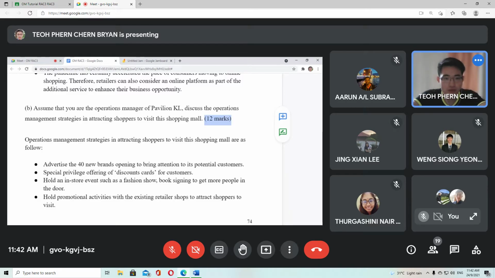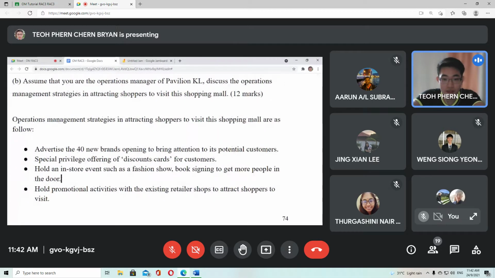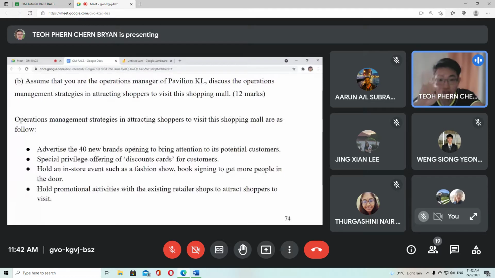strategies we can use to help attract shoppers to Pavilion. So let's try to get 12 marks. Take this one: hold an in-store event such as fashion shows, book signings to get more people in the door. That's 1 mark. We want to get 3 marks, let's say, so you can give examples. Before that, you want to say why this strategy can attract shoppers.